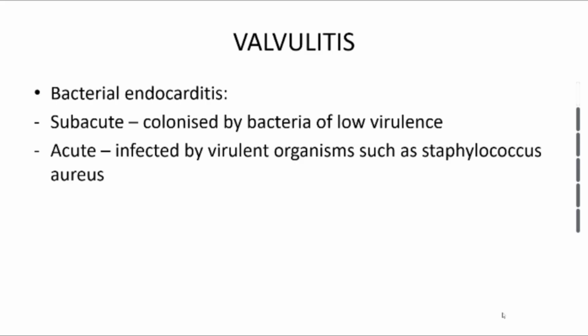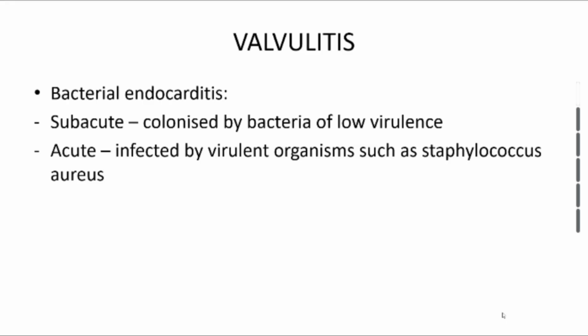If you have only 3 bacteria in the body, think of the number, you become sick. But there are some bacteria where you need to have like 100 of them for you to become sick. So those you talk of as having a low virulence. So subacute is colonization by bacteria of low virulence. With such bacteria you will have to have a lot for you to get sickness.